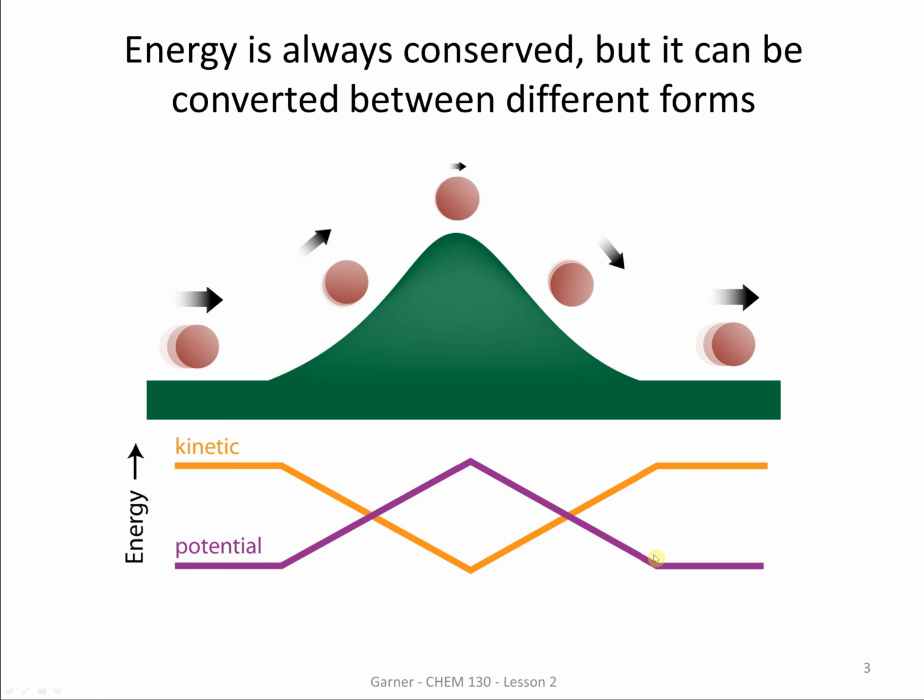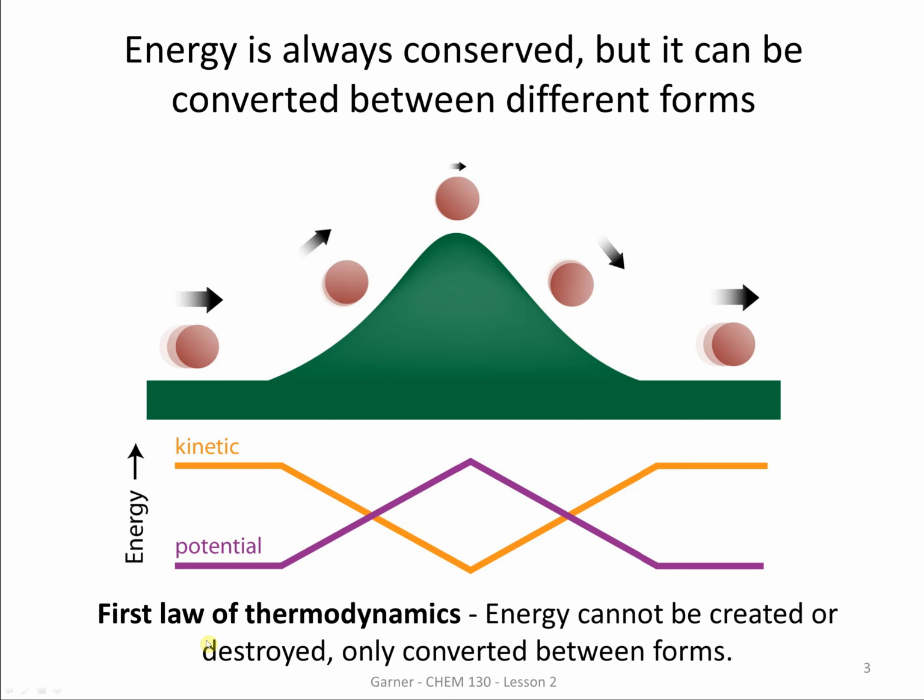So what we see here is that the sum of kinetic energy and potential energy remained constant throughout this process. This is an example of the first law of thermodynamics, which states that energy is never created or destroyed, only converted between forms. So that's what happened here. The total amount of energy, the sum of kinetic and potential energy, remained the same for this ball throughout, but it was converted between kinetic and potential energy throughout the process, but the total sum stayed the same.